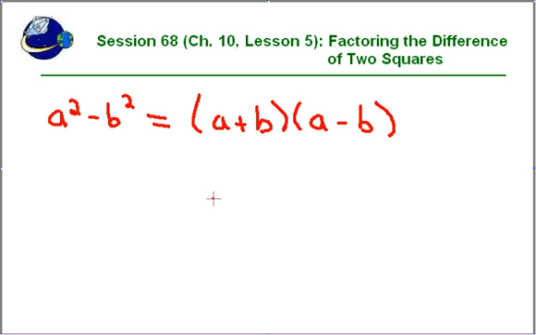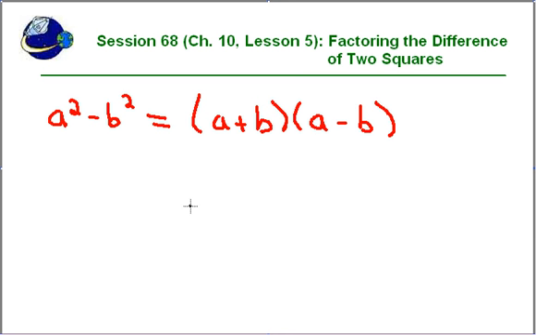In session 68, we're going to be factoring the difference of two squares. Remember, difference indicates that it's a subtraction problem, and what it's indicating is that you have an algebraic phrase where each of the two components are squares themselves, and there's a very straightforward way to factor that. So if we have a certain number a and it's being squared, and we're subtracting from that another number that's different, we'll call it b, and that's squared, that factors into a plus b times a minus b.